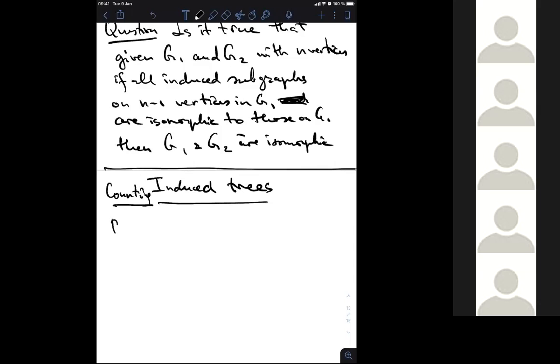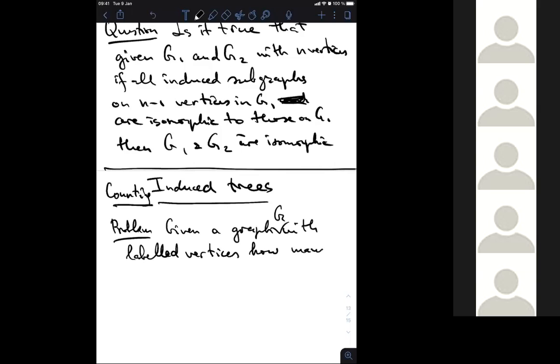So given a graph with labeled vertices, we don't want to switch around vertices. Graph G, how many induced trees does it have? Oh, sorry, this is not called induced, that's the wrong terminology. These are called spanning trees. Spanning trees.